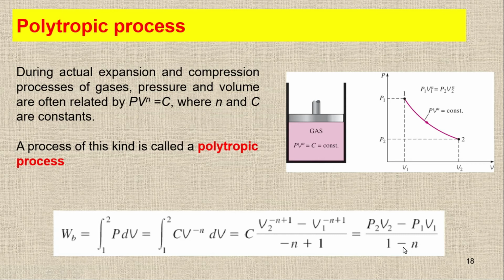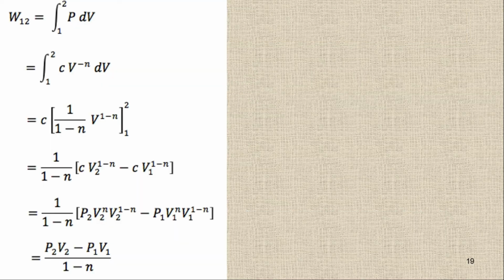The complete derivation of this polytropic process is given here. You can see we have a boundary work between the limits 1 to 2, P dV. I'm going to replace P by C V power minus n, C V^(-n) dV. I can simply take the C outside the integral sign, and then I'm going to integrate this between these two limits. So I will get V^(-n+1) divided by (1 minus n), between the limits 1 to 2.